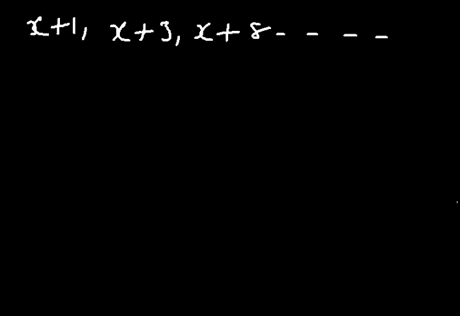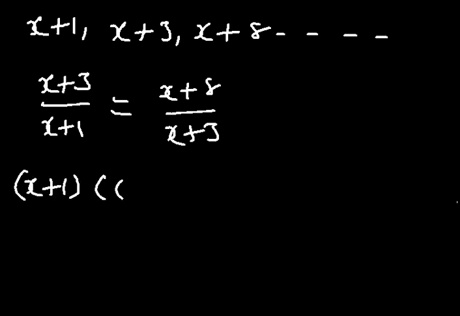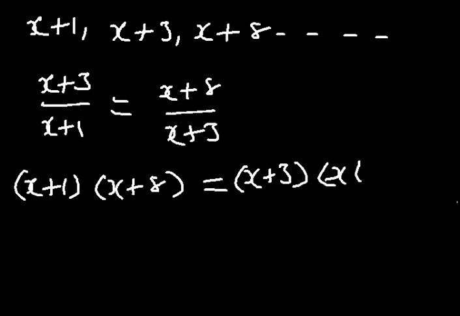So in this case the principle remains the same. We'll have x plus 3 divided by x plus 1, which is the same as x plus 8 divided by x plus 3. In this case we'll cross multiply. We'll have x plus 1 times x plus 8, which is the same as x plus 3 times x plus 3.